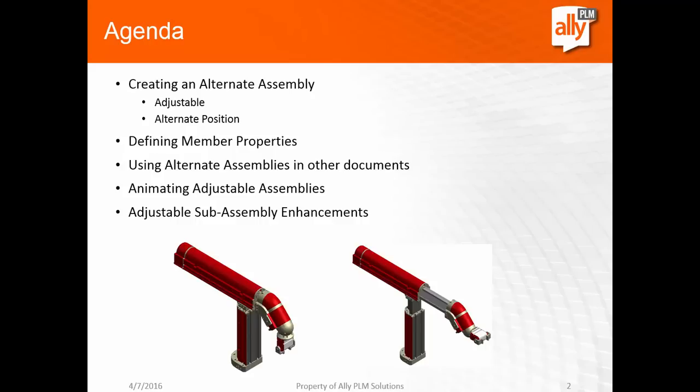After that, we'll take a look at animating an adjustable assembly and some enhancements that were added in ST8 to help with that. Then we'll learn how to create an alternate position assembly and display that in a draft file. And then finally, we'll also take a look at some other new adjustable subassembly enhancements that were added in ST8. So let's go ahead and get started.